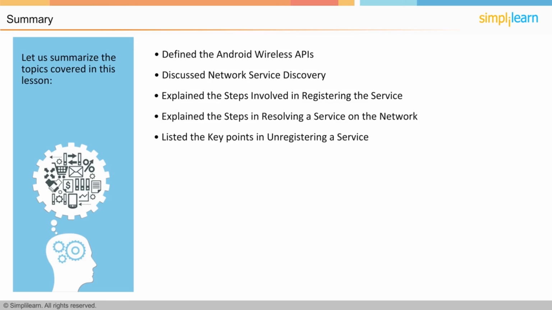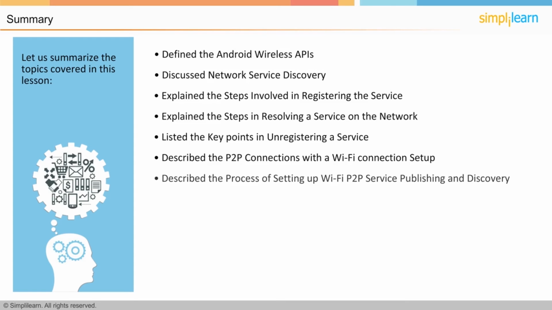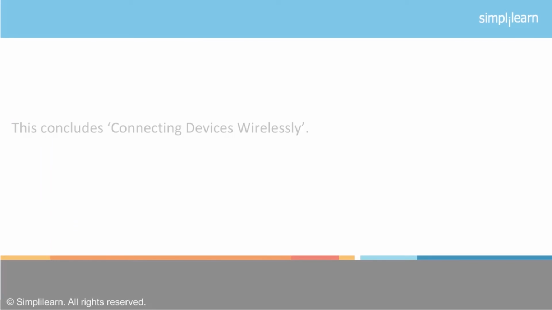We listed the key points in unregistering a service. We described the P2P connections with Wi-Fi connection setup. Finally, we described the steps involved in setting up Wi-Fi P2P service publishing and discovery. This concludes the lesson on connecting devices wirelessly.